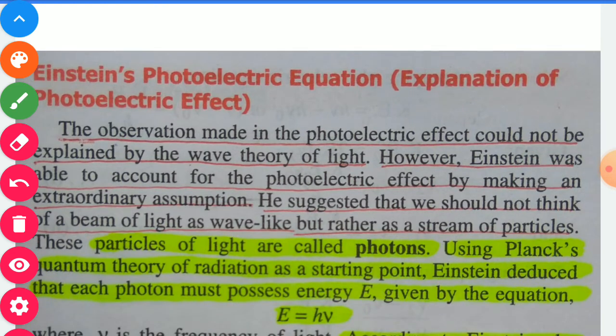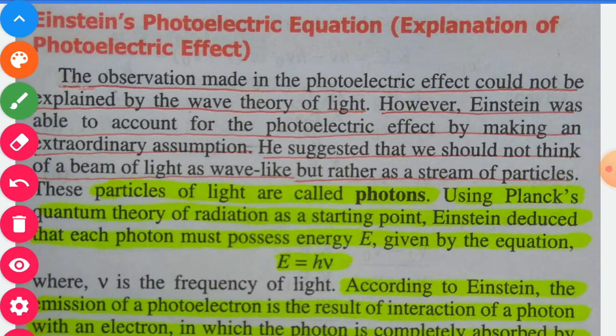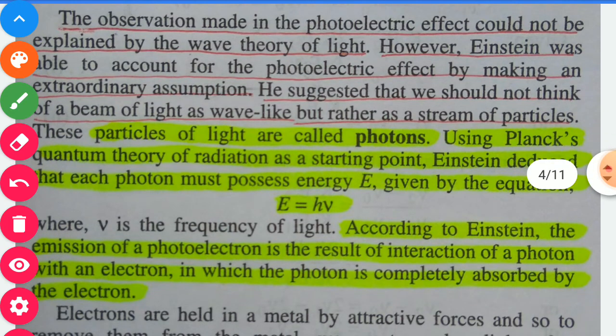This you already know. Using Planck's quantum theory of radiation as a starting point, Einstein deduced that each photon must possess energy E given by the equation E is equal to h nu. Here h is Planck's constant, nu is frequency. According to Einstein, the emission of a photoelectron is a result of interaction of a photon with an electron, in which the photon is completely absorbed by the electron.